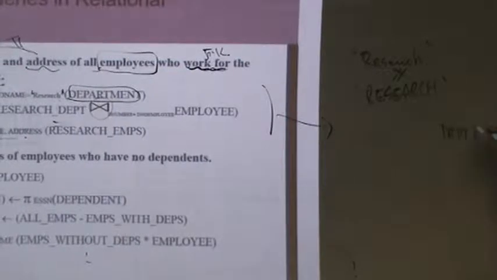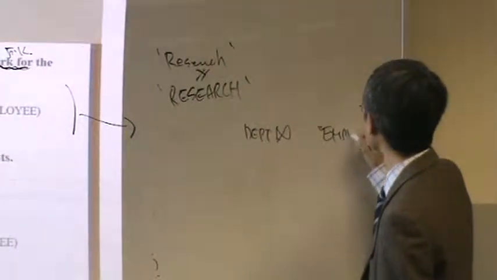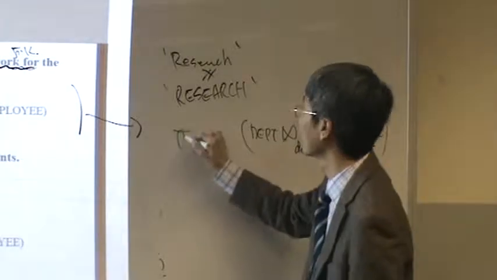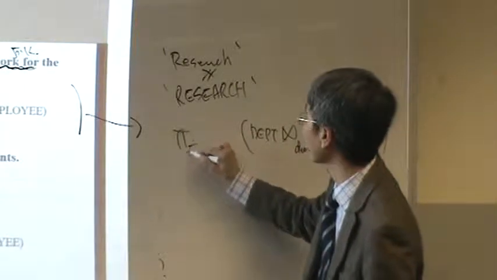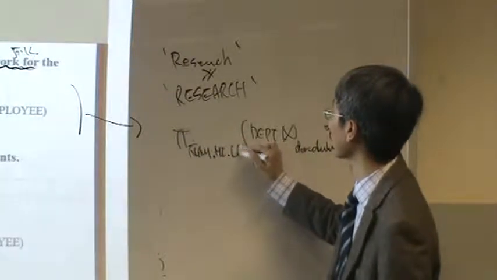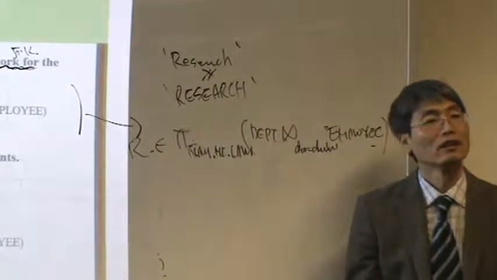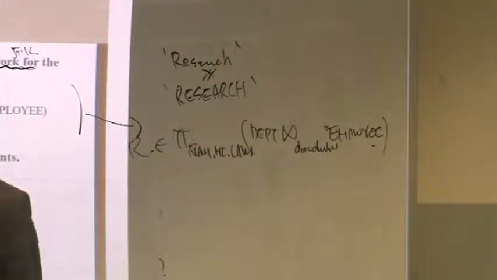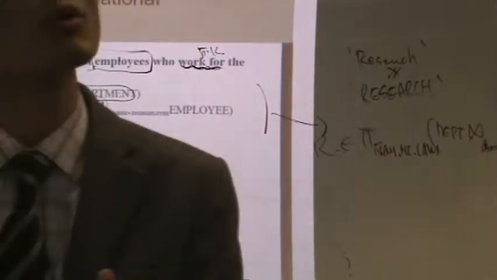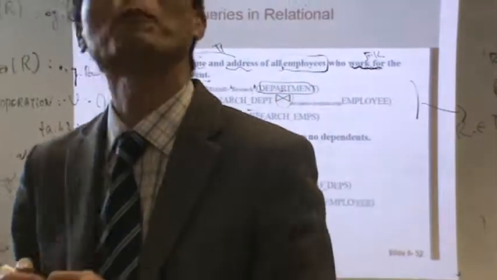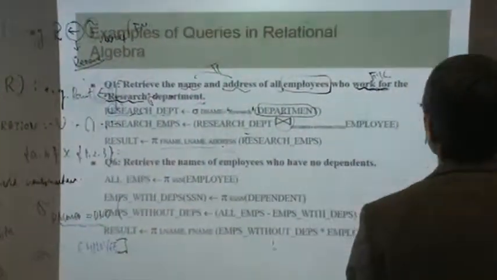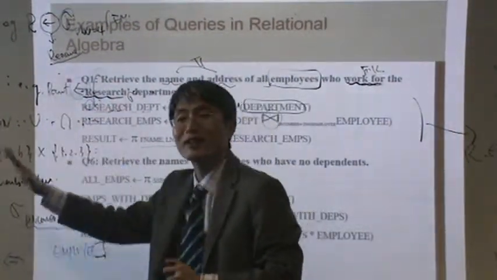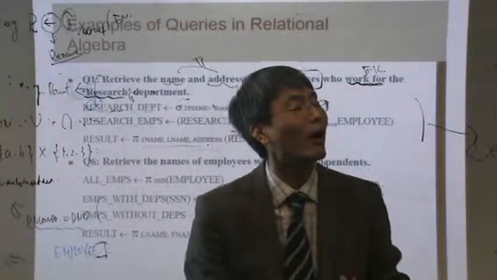Department and employee, and DNO equal to DNUMBER, and others: the first name, middle name initial, last name, and result. This is also possible. That means there is no single general solution. There might be a normal solution, but is there only one solution? No. There might be many different ways. I can make more than 100 cases for this one. Sometimes I can add the projection separately. So you can make as many as possible.